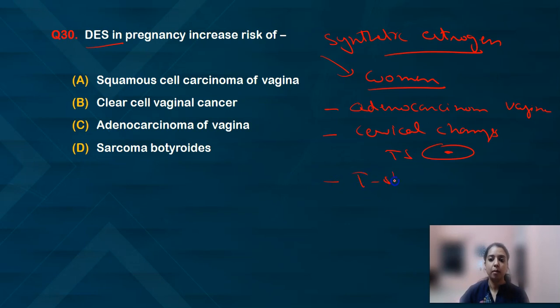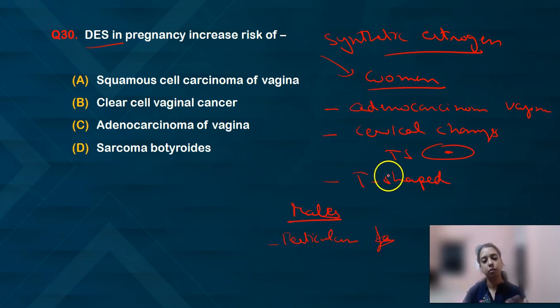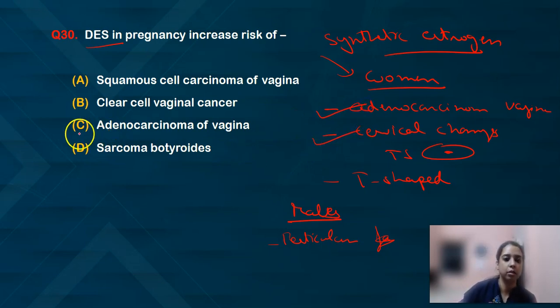Then the T-shaped abnormalities of uterus causing infertility and preterm delivery were also caused by DES. Okay. Then in males, basically testicular abnormality leading to infertility was happening due to DES. So these were the consequences of DES, which is why it was withdrawn from the market. The breast cancer risk, initially it was thought that it was causing breast cancer, but in the end it was found out that it was not at all related to breast cancer. It was related to adenocarcinoma of vagina and a slight increase in risk of cervical cancer. So this is your answer.